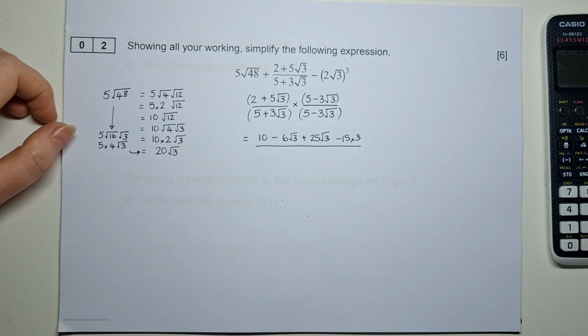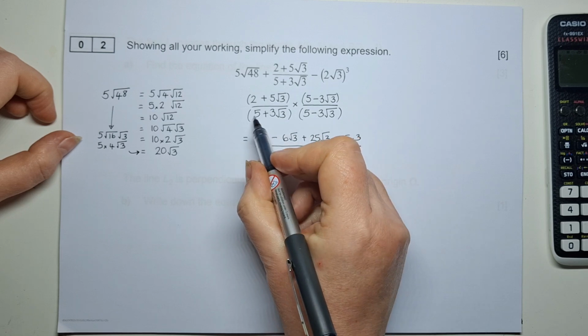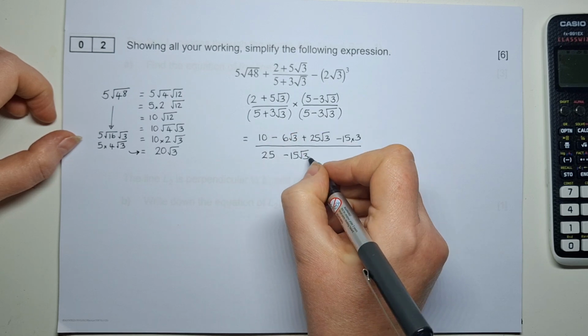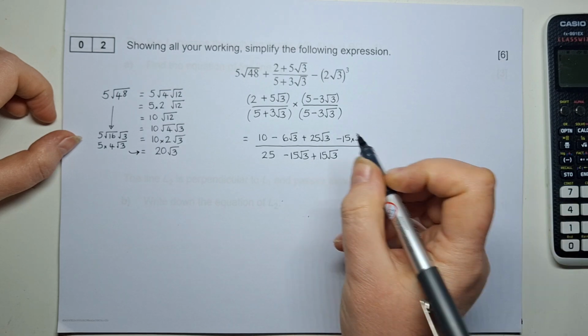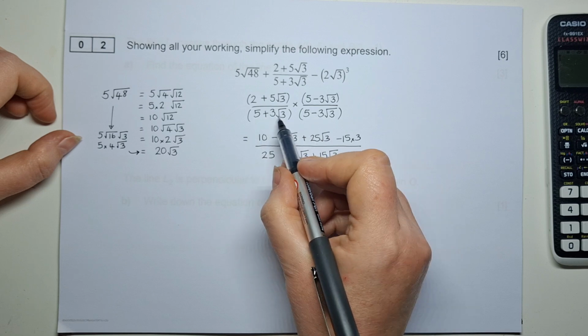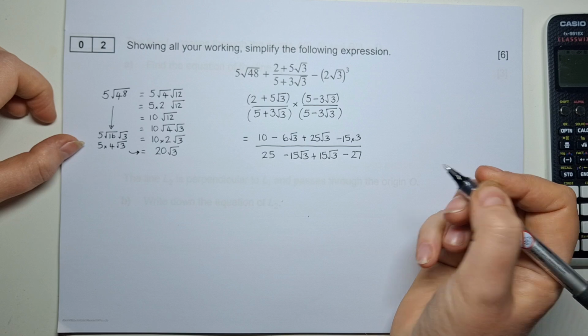On the bottom, timesing out, a 5 times a 5 is a 25. You get a minus 15 root 3 and you get a plus 15 root 3. So that's the whole point, that term will cancel out. And then you'll get a minus 3 times 3 makes a 9 times another whole 3. And 9 times 3 is 27.